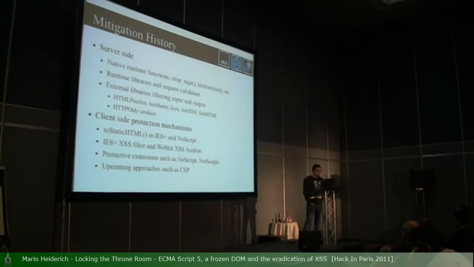Then we have, for example, a lot of external libraries filtering input and output. One of the most powerful, I would say, is the HTML purifier. PHP people among you might know it. We have AntiSamy, which is a great software, which is actually an OWASP project. Hard to bypass, but possible to bypass. We have KSS, which is the crappiest filter I've ever seen. Do not use it ever. We have AntiXSS and Safe HTML from Microsoft. We're working on hardening it.